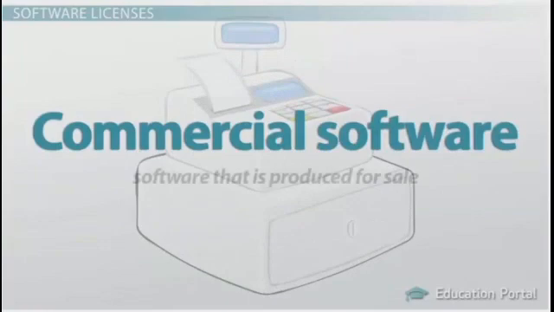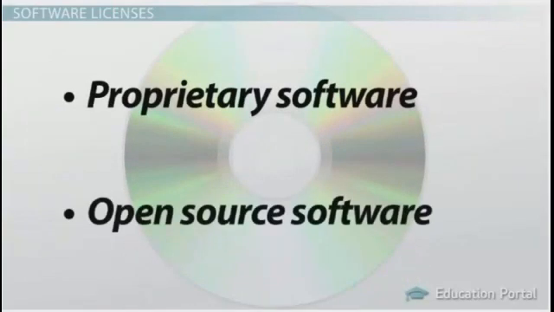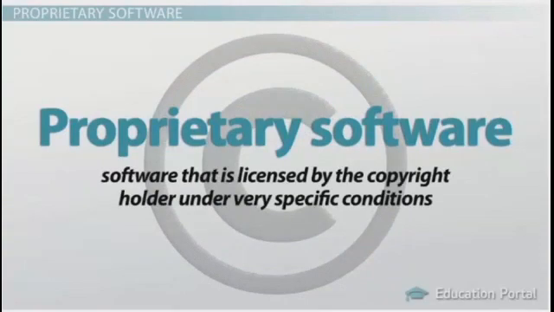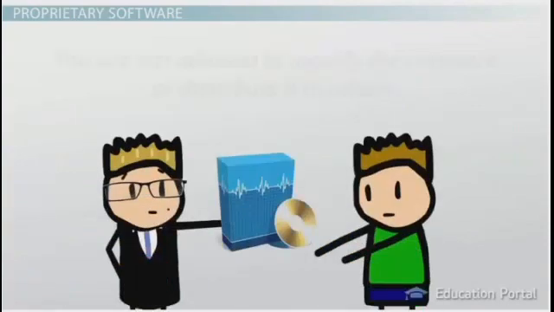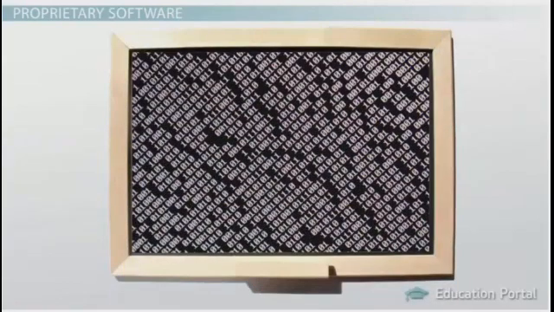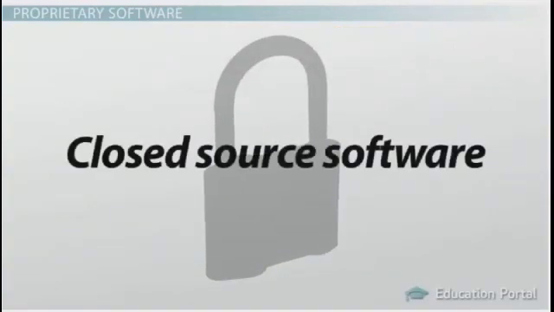Commercial software is software that is produced for sale. Software falls in two broad categories: proprietary software and open source software. Each will be discussed in some detail. Proprietary software consists of software that is licensed by the copyright holder under very specific conditions. In general, you can use the software, but you are not allowed to modify the software or distribute it to others. The original source code for the software is not available, which means you can't see the actual code written by the programmers. Proprietary software is therefore also referred to as closed source software.